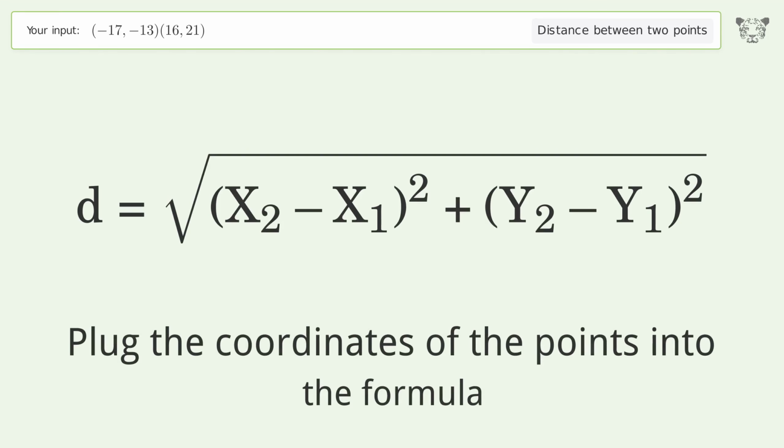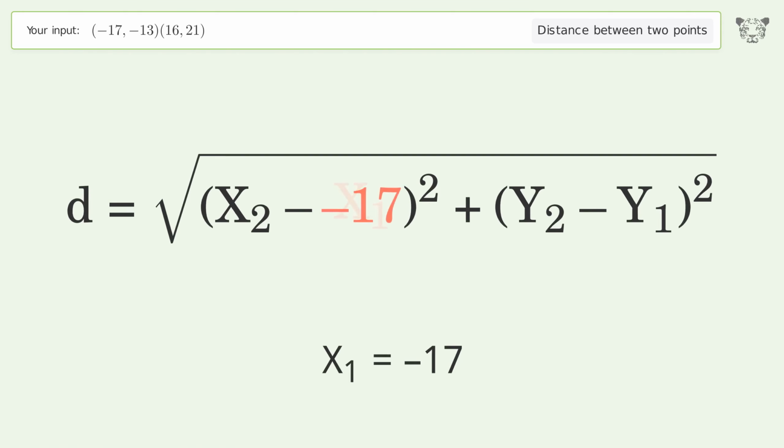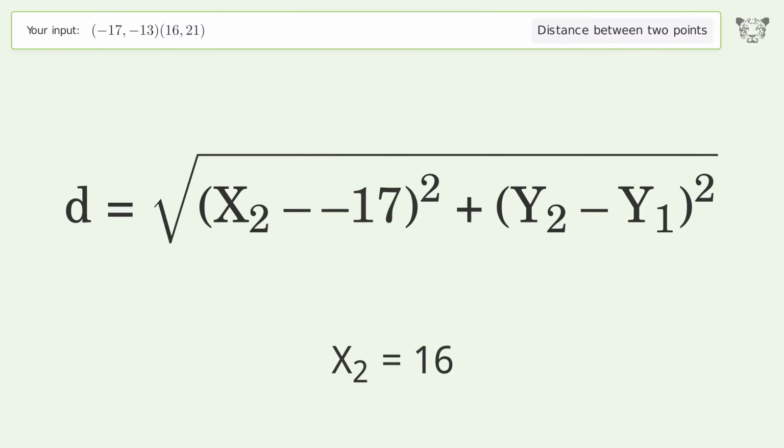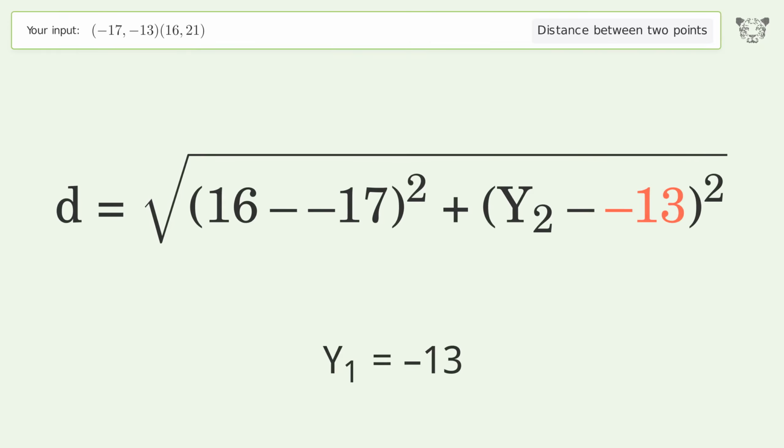Plug the coordinates of the points into the formula. x1 equals -17. x2 equals 16. y1 equals -13. y2 equals 21.